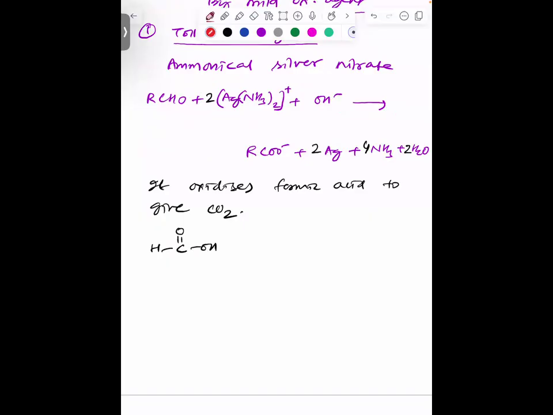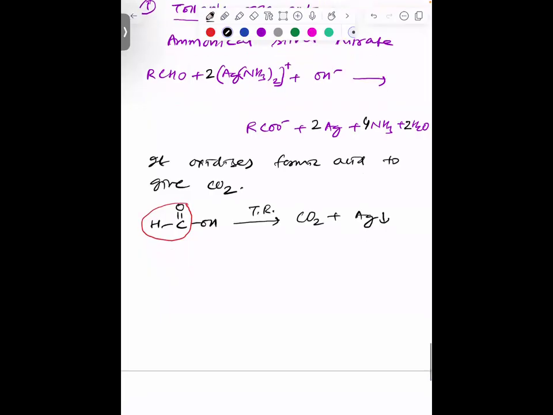Here we see it is similar to aldehyde. So the carbonyl carbon is similar to aldehyde. Then it will be oxidized by Tollens reagent. So that will be converted to CO2 and the Tollens reagent will be reduced to silver. Okay, silver metal, in the solid form.